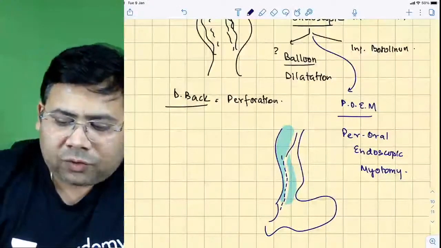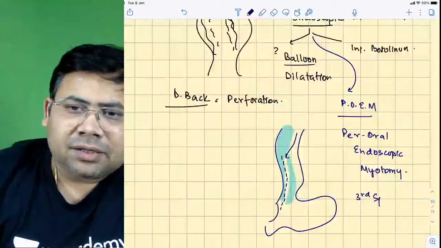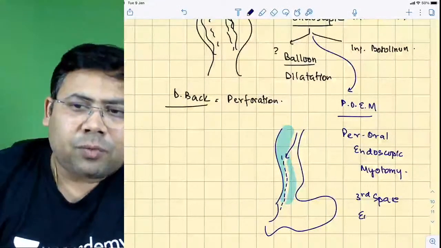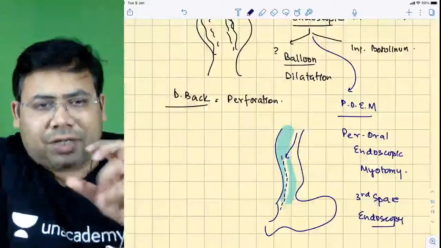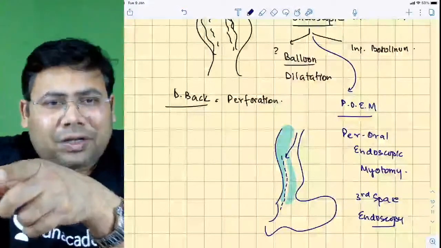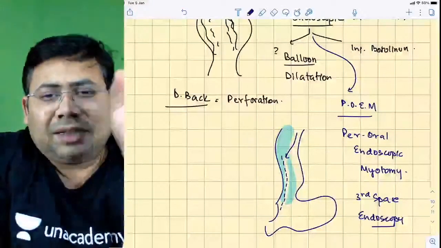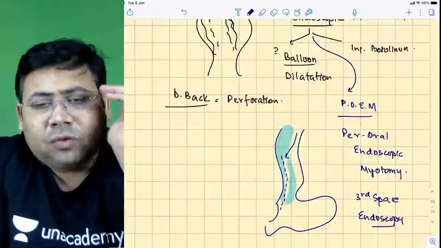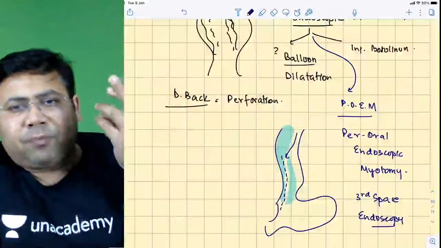So what you do via endoscope, you go into this third space. So this is a third space endoscopy. So what is the third space? First space is the intraluminal cavity, the second space is the peritoneal cavity, the third space is the cavity in between the submucosa and the muscle. Is that clear? So not a natural cavity.